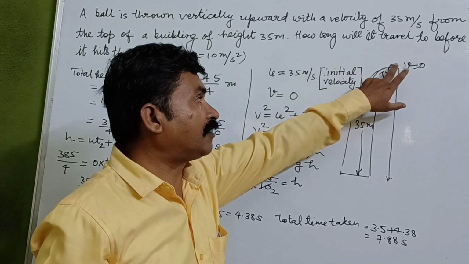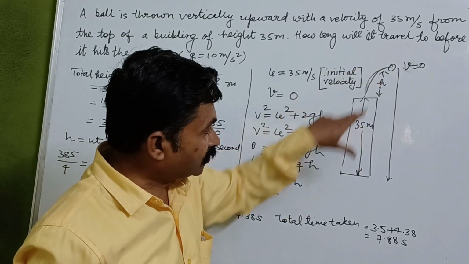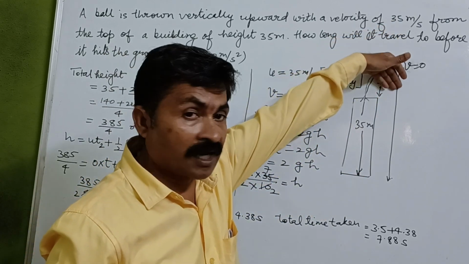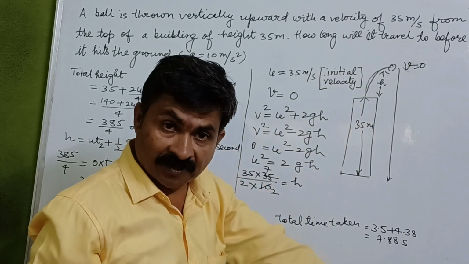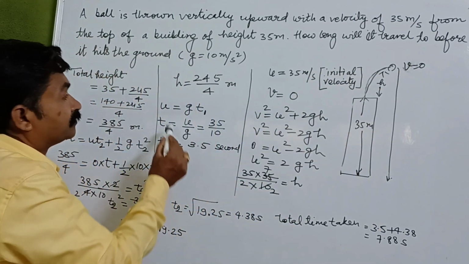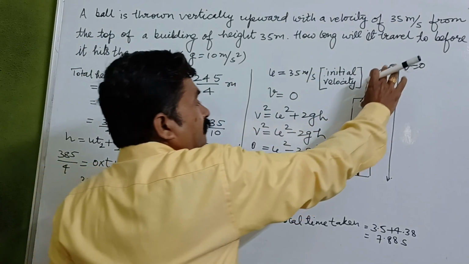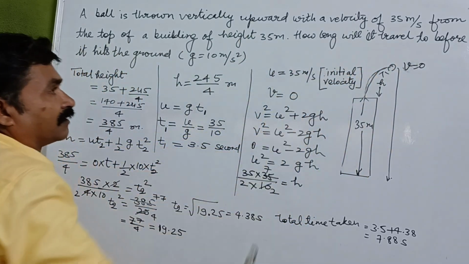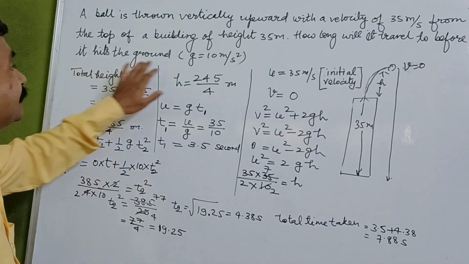Now once we have got the height, we can calculate the total height. 35 meters plus this height will give the height through which it will drop down. Also we can calculate the time, because the question is how long will it travel before it hits the ground.